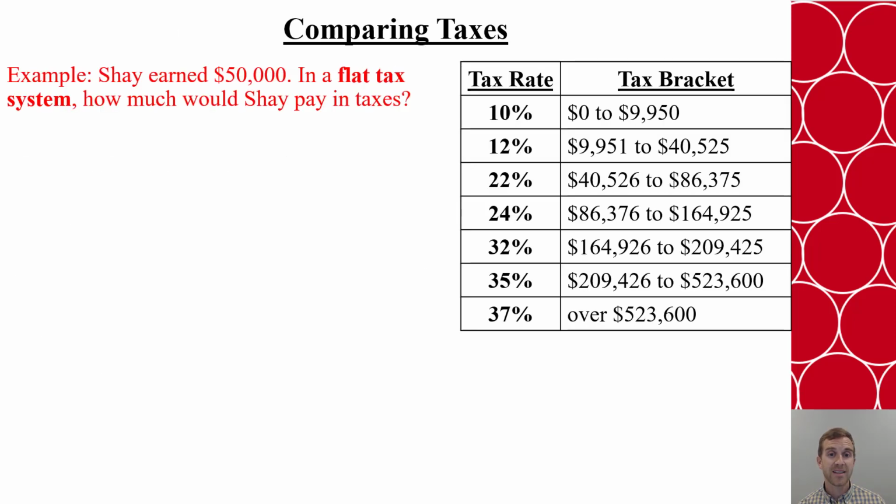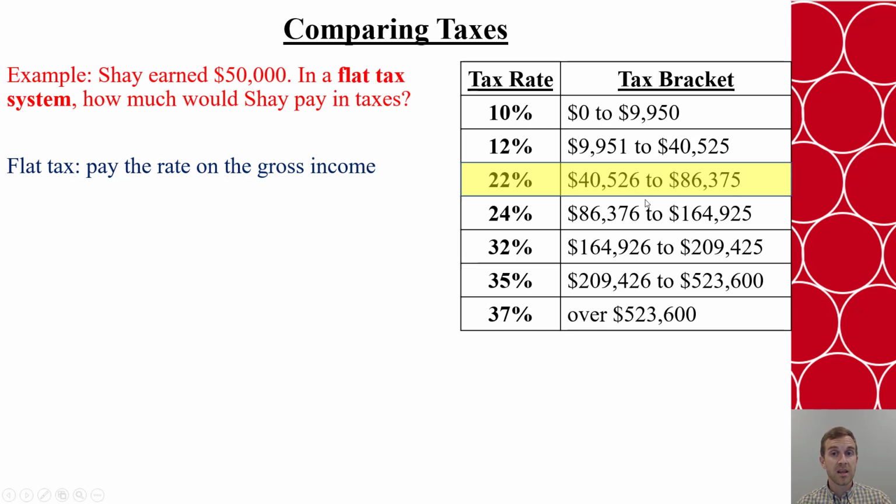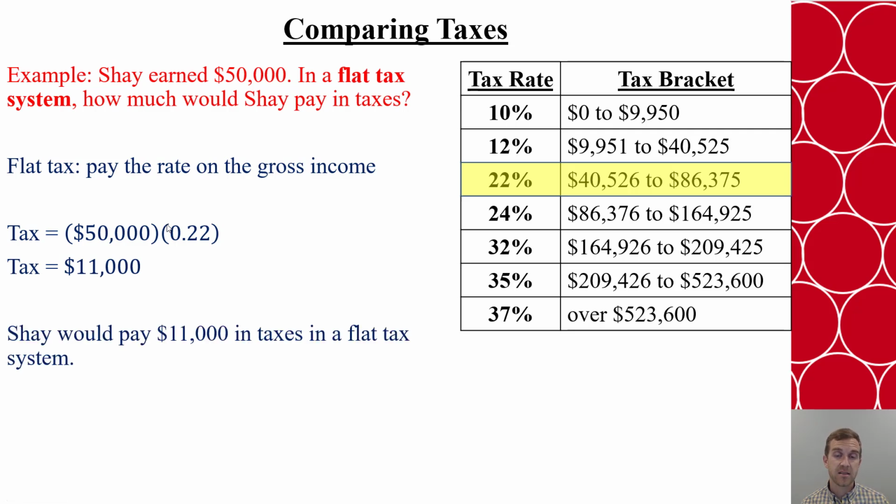Now let's compare the flat tax to the progressive tax for a single filer. On the right, we have the current tax brackets in the United States. Say that Shay earned $50,000, and we want to know what Shay would pay in a flat tax system. This is where we take their gross income and just multiply it by whatever tax bracket Shay would be in. In this case, it would be the 22% group because that's where $50,000 falls. So we take $50,000, multiply it by 22%, and you can see we have it written as a decimal so we can actually calculate it, and that would be $11,000. So in a flat tax system, Shay would pay $11,000 in taxes.